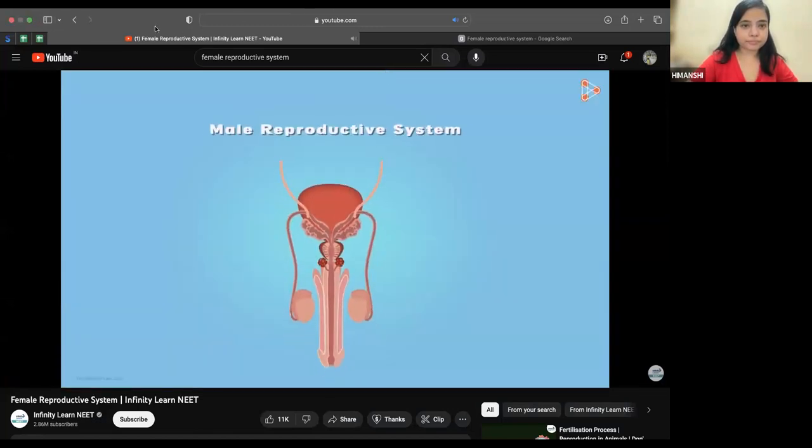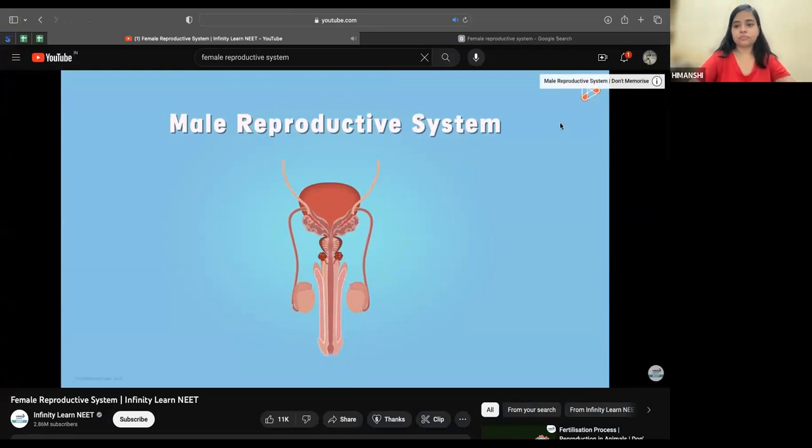We have taken a look at the reproductive system in males. Now, before moving on to the process of fertilization, we need to understand the place where this process takes place.